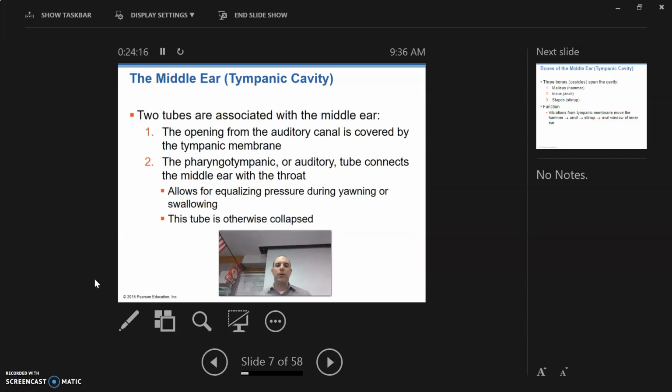Now, as we get into the middle ear, the tympanic cavity of the ear, there are two tubes. That's really all you have to know. I'm not going to ask you to say this tube. You can call it the auditory tube. It connects the middle ear with the throat, which is why ears, nose, throat doctors kind of all work in the same way. It allows for equalizing pressure during yawning or swallowing. When you yawn, sometimes you hear your ears pop. This is the reason why.